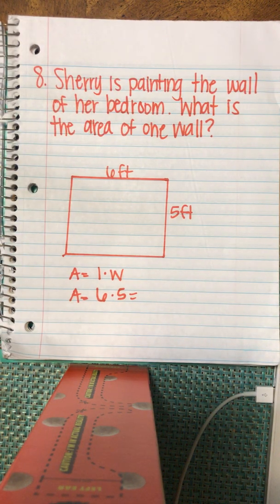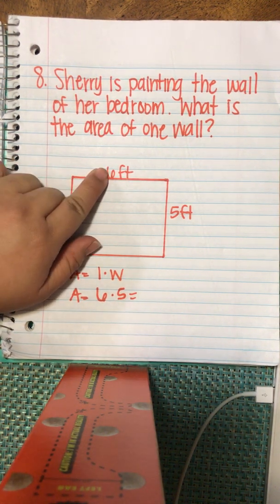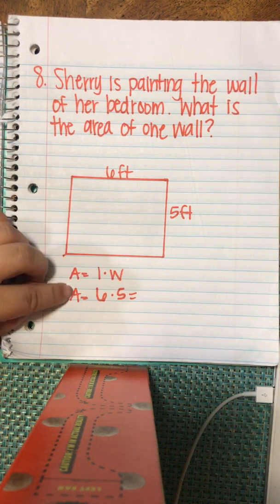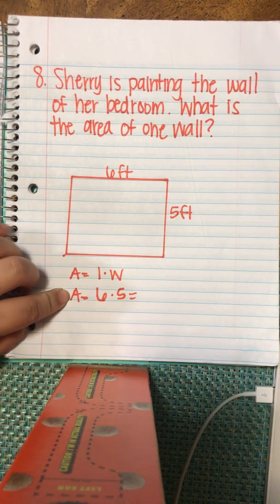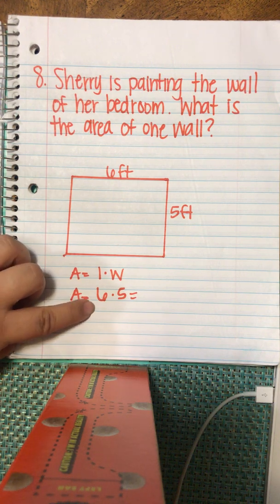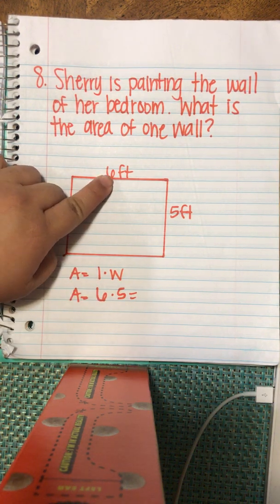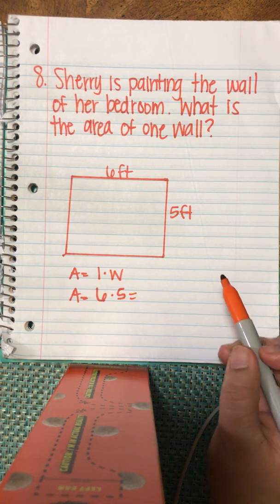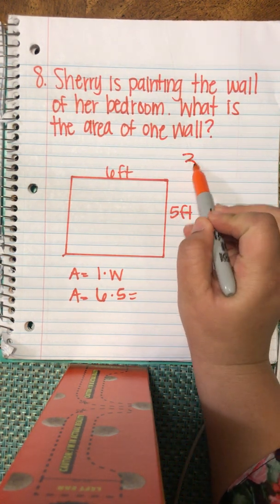And last but not least, number 8. Sherry is painting the wall of her bedroom. What is the area of one wall? So this is one wall in her bedroom. It's 6 feet by 5 feet. Formula, length times width. What we just need to do is replace those letters with the numbers. So this length is 6, the width is 5. We do 6 times 5, and what do we get? 30 square feet. So we're going to write our answer right here.